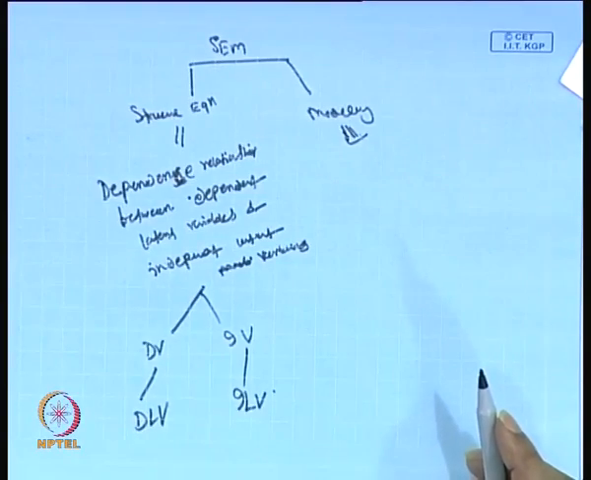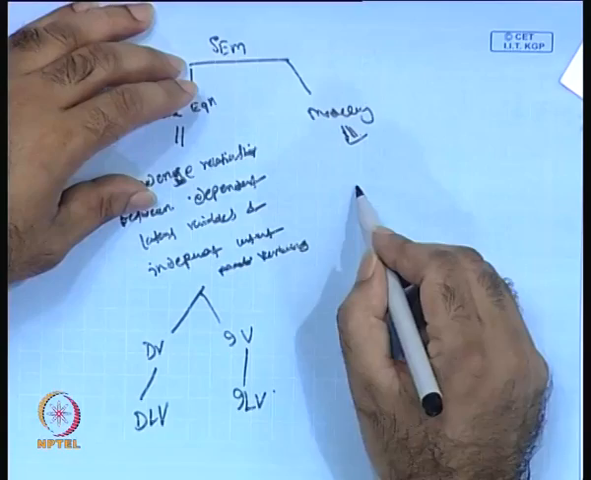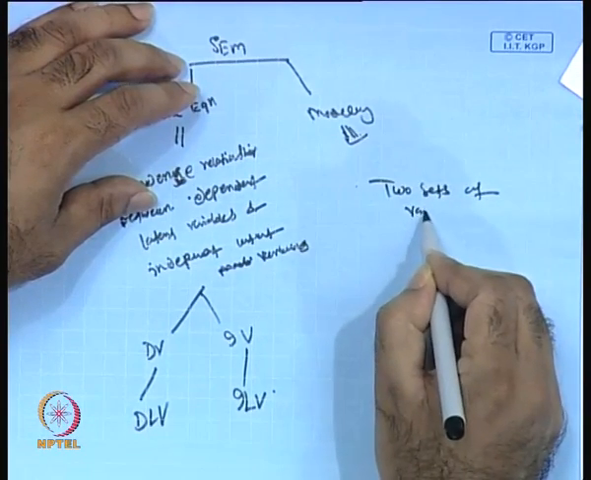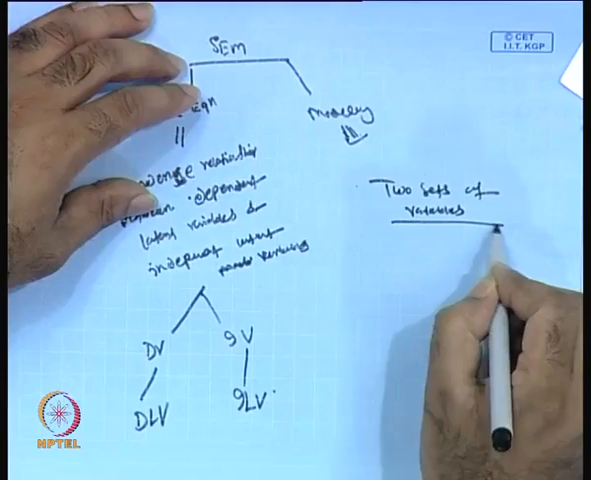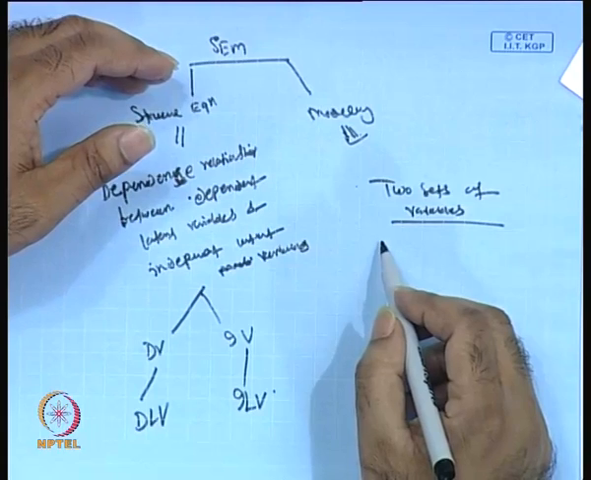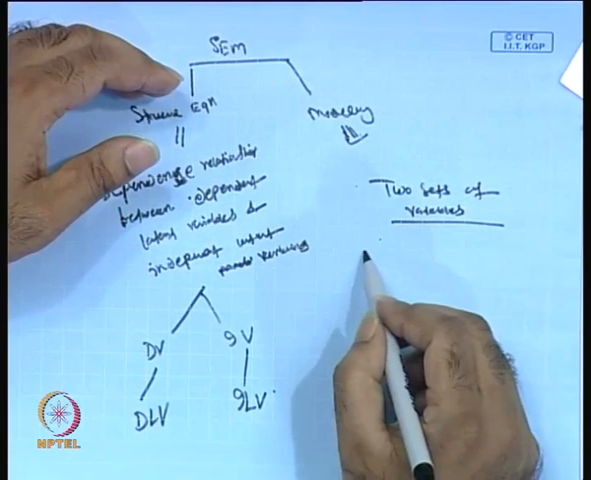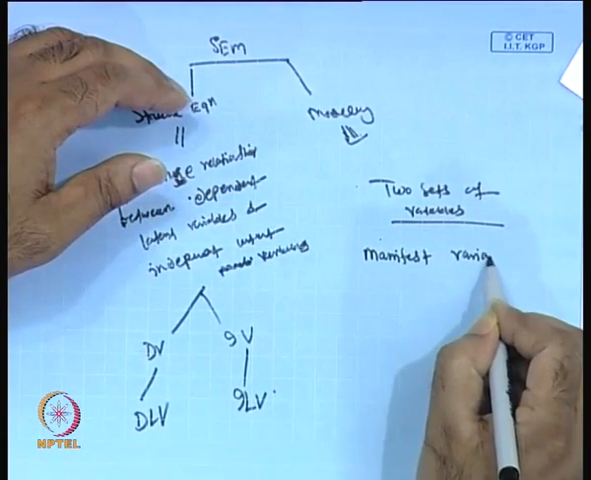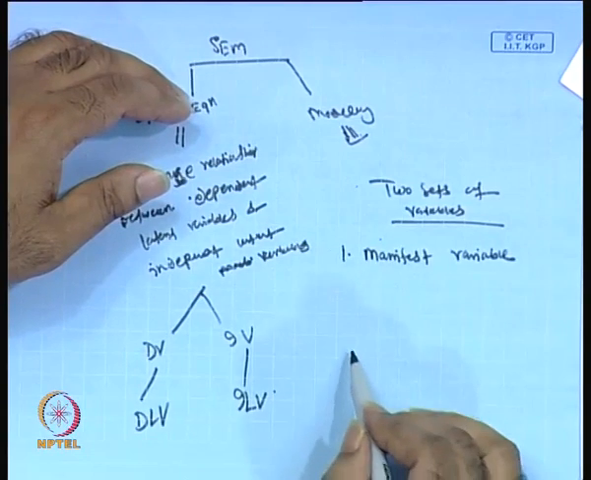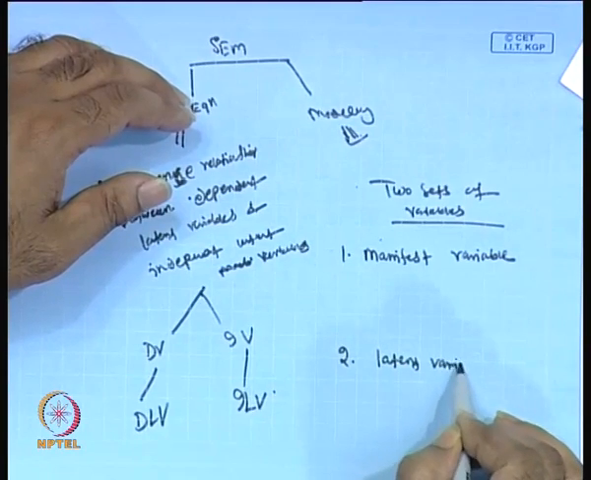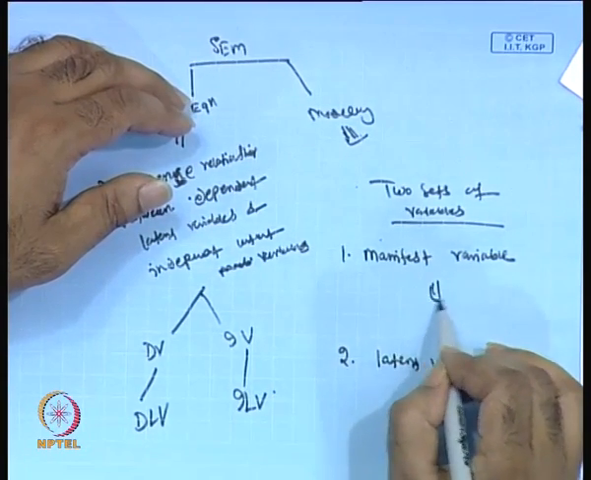In this particular structural equation modeling, there are two sets of variables. Like in simultaneous equations we call them endogenous variables and exogenous variables, here we call them manifest variables and latent variables. Manifest variables are otherwise called measured variables.